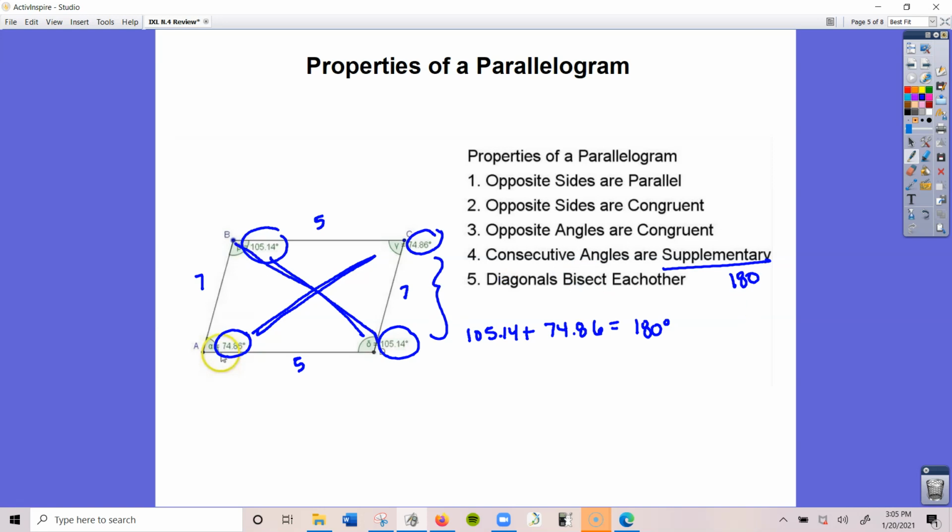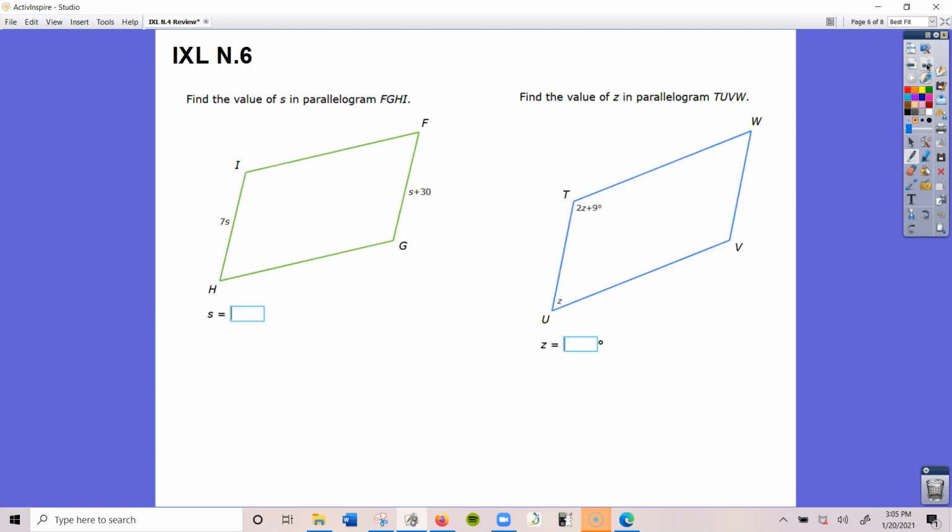So if this is my diagonal and this is my diagonal, that means that this side is the same as this side, and this side is the same as that side. So let's look at some of those questions from that IXL.